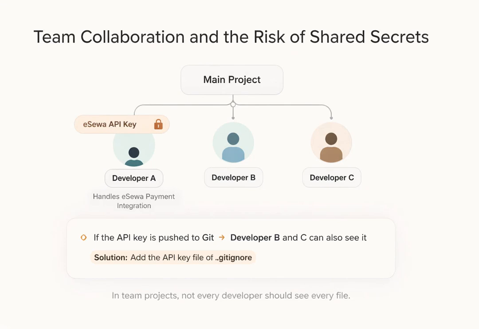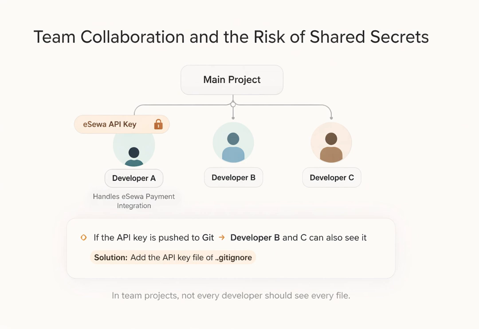The instructor then extends this into a team scenario, which is where gitignore becomes even more critical. Imagine a project where 3 developers, A, B, and C, are all working together. Developer A has been assigned the task of integrating the eSewa payment gateway, so the API key is given to developer A. Now, developers B and C don't need that key, and frankly, they shouldn't have access to it. But if developer A pushes everything to Git without using gitignore, the API key ends up on the shared server, and now B and C can see it too. That's a serious security problem.